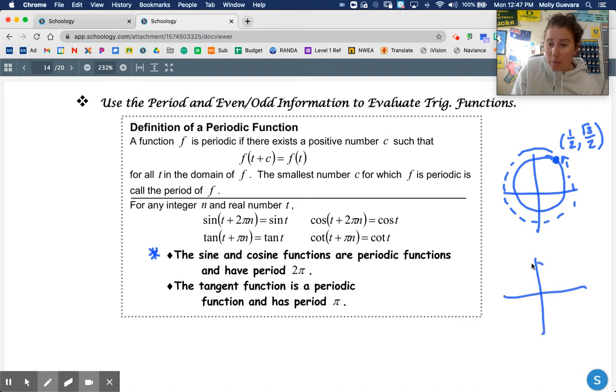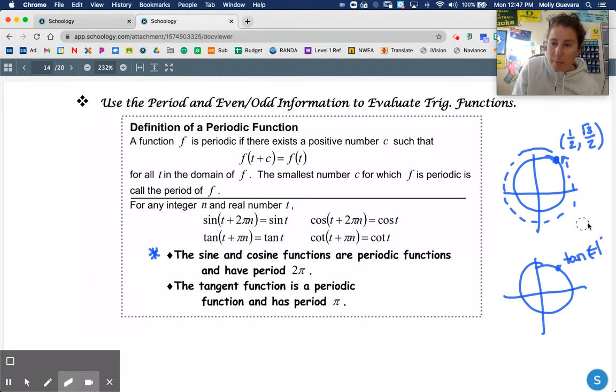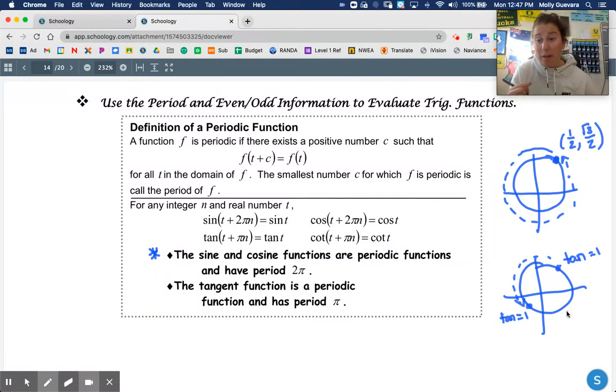For example, on a unit circle, this right here has a tangent of 1. So this has a tangent of 1, but then this point also here has a tangent of 1. So it only takes a pi rotation, halfway around the circle, for it to get back to itself. So that's why the period is pi.